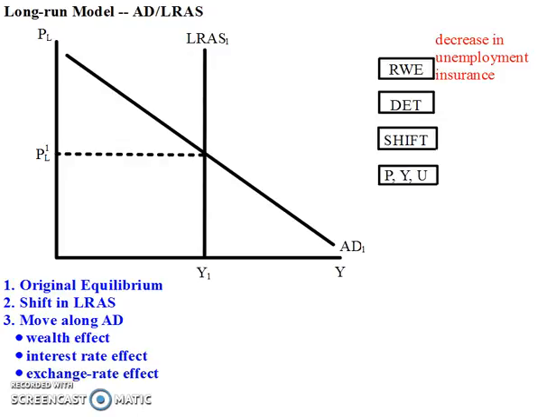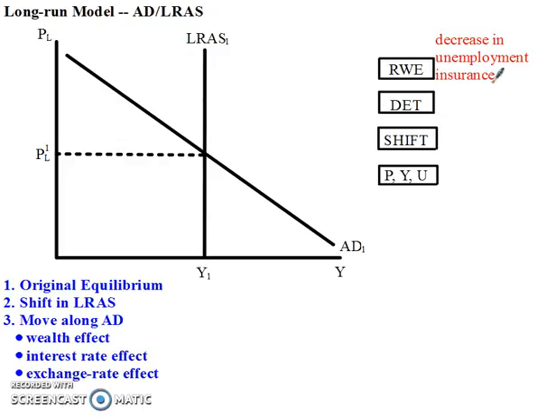On this podcast, we're going to continue to work with examples in the long-run aggregate supply, aggregate demand model. So we start up here with a real-world event. And my real-world event is a decrease in unemployment insurance. A decrease in unemployment insurance.